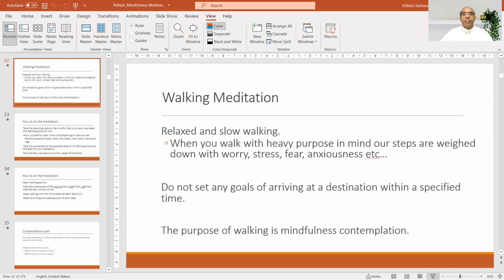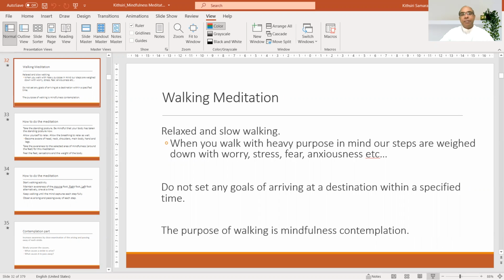without setting any goals for walking, which means we don't set any goal of arriving at a destination within a specified time. And we just walk, concentrating on each and every step. Because the purpose of the walking during this meditation is just to develop the mindfulness.